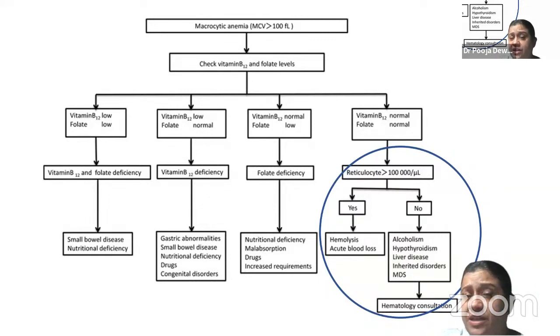And if there is reticulocytopenia, or there is no raised reticulocyte count, that it could be normal or decreased, then you have to think of other causes like MDS. You could have aplastic anemia, you can have hypothyroidism and liver disease. So this is just a broad overview to help you proceed with the diagnosis.